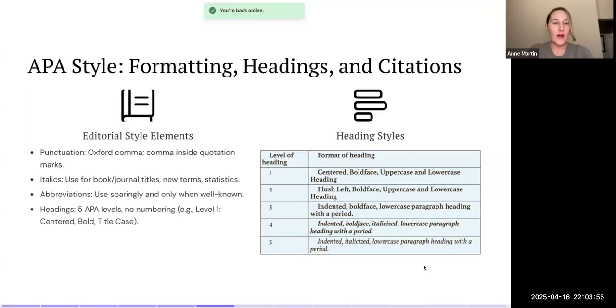So here are some details about the style and formatting. Again, if you are interested in more or have a particular question, you can look at that Purdue online resource. But here are the headings and the heading labels. When you go to the Purdue online writing lab, it will have visuals of what this looks like as well.